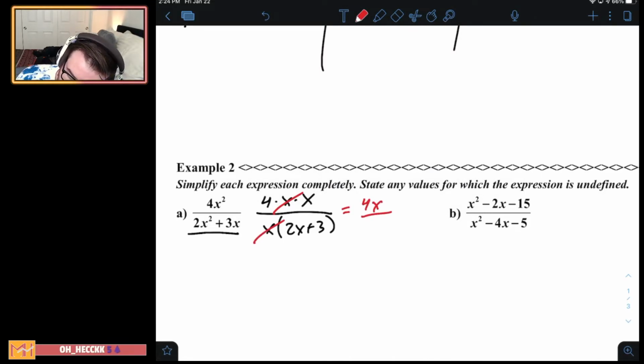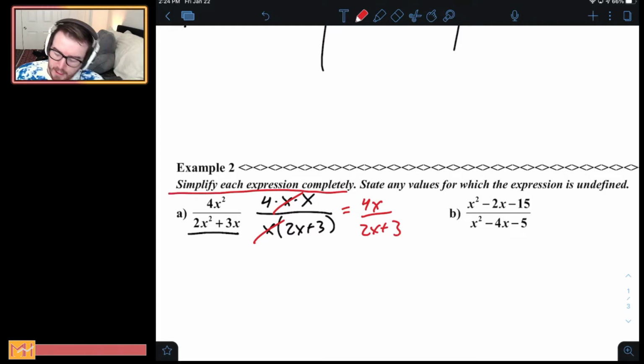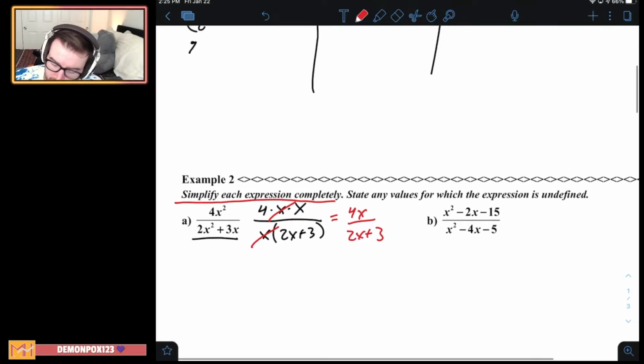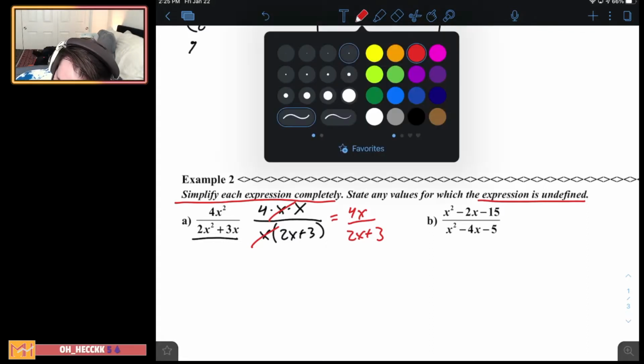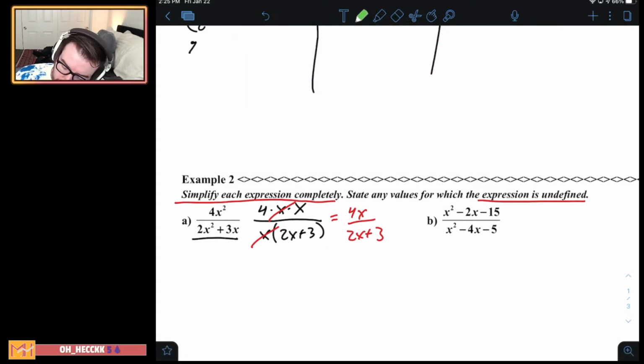4x over 2x plus 3. So we just simplified the expression. Now, there's a slight catch though. It says here to state any values for which the expression is undefined. So remember, when is something undefined? We mentioned this in class. We can't divide by 0. Remember that, right? You can't divide by 0.